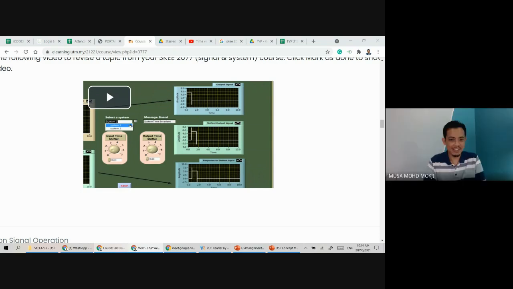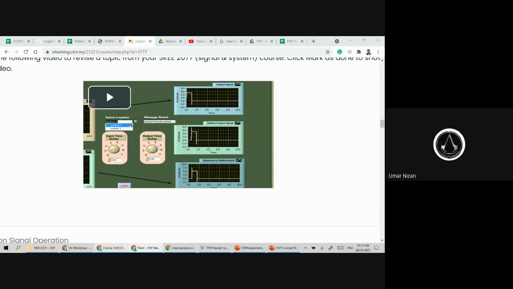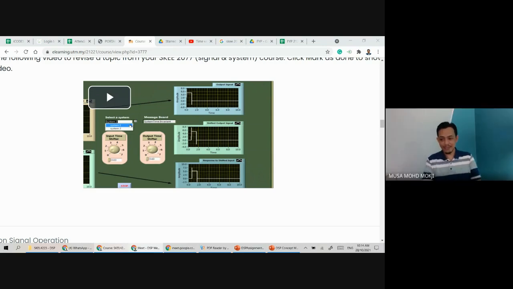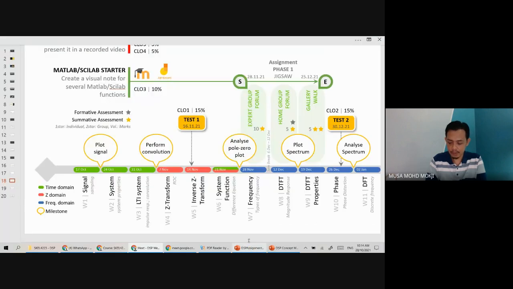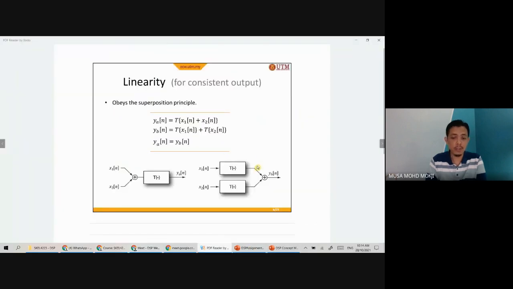So this is actually just a revision from your signal and system last time. Okay, it's okay. So no one gets the 1%, unfortunately. So we're going to revise everything back, but of course, in terms of looking at a discrete time signal and system.